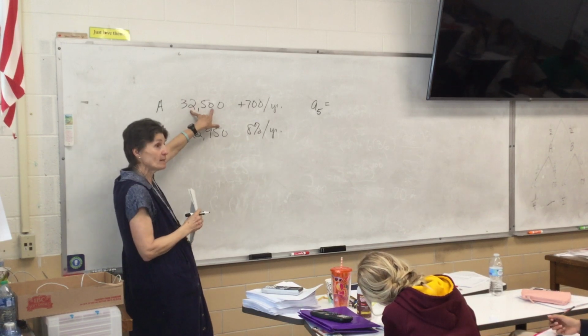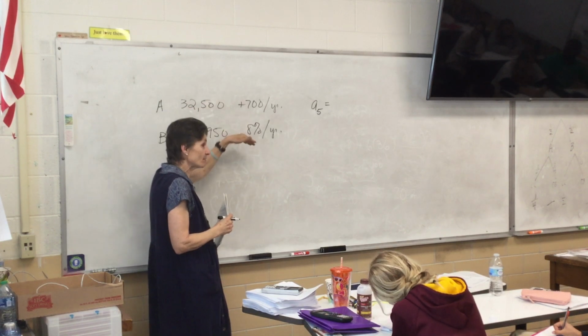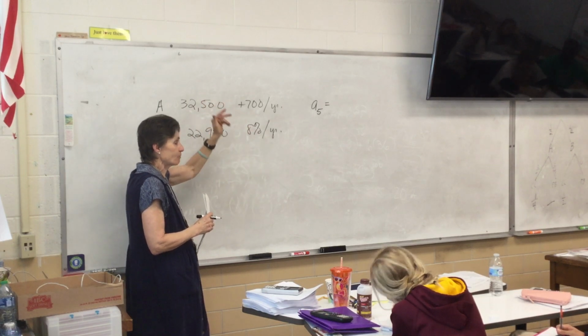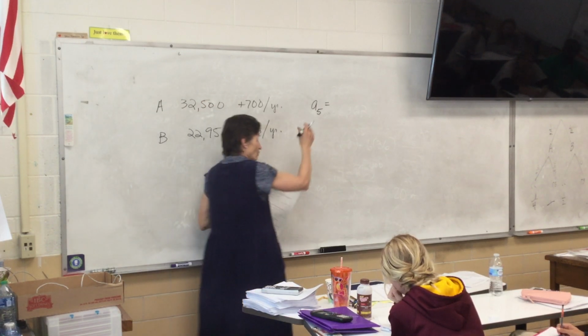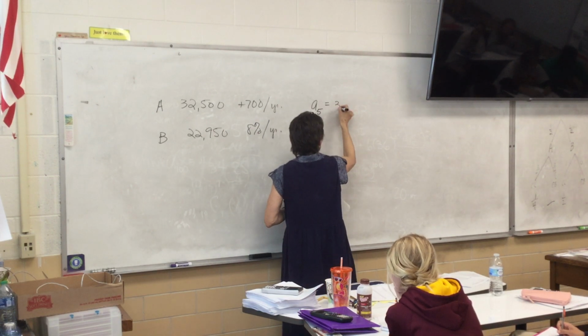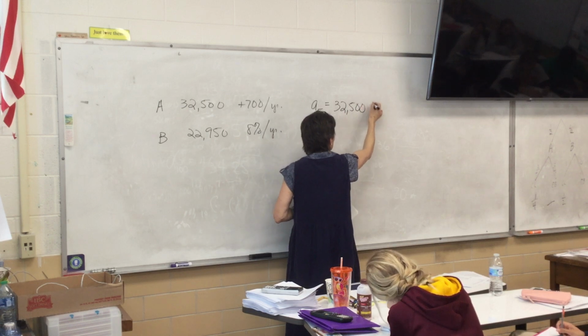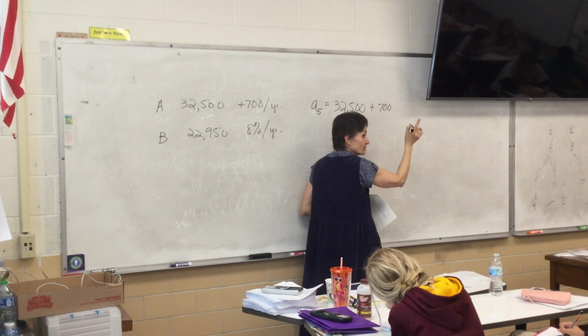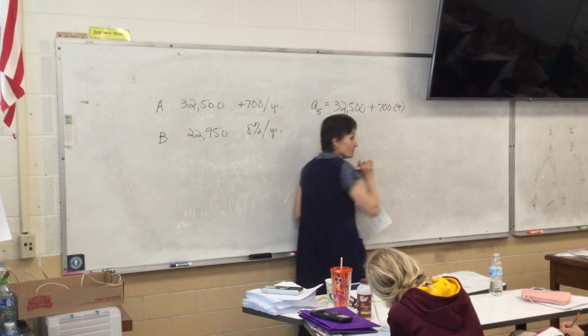This is year 1. We're going to add 700, add 700, add 700. Well, you can do that, but let's use our formula. For arithmetic, the 5th term will be our first term plus the common difference, which is 700 times 4. Would you agree with me?